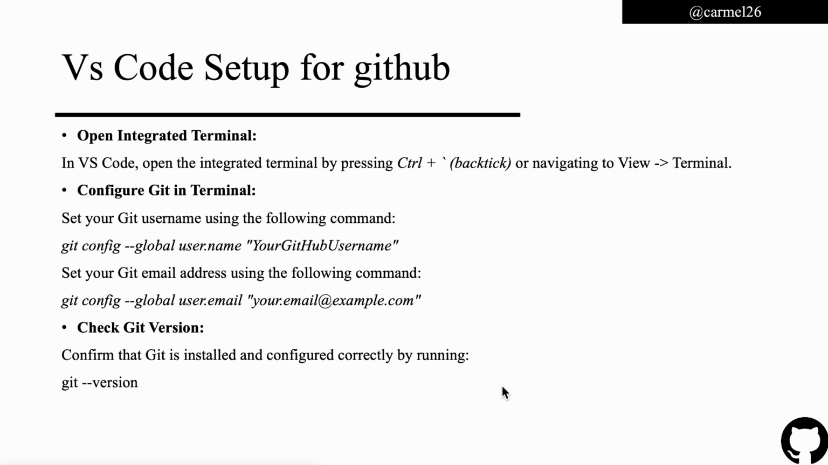Now, after installing your VS Code, you will have to set up Git in VS Code by opening the integrated terminal, of course, by pressing Ctrl and backtick, or navigating to View, Terminal. After that you configure the username globally by running git config --global user.name, and you provide your username. And for the email, we run git config --global user.email, and we provide our email. And of course, to confirm, we run git --version again, but that one is only for confirmation.